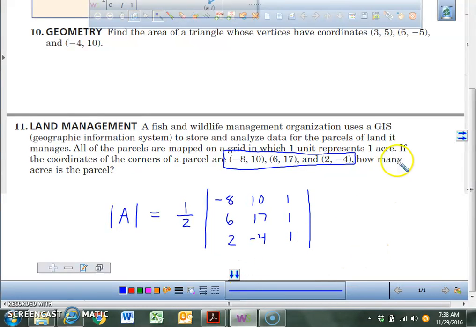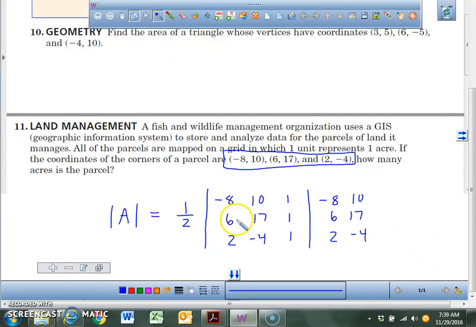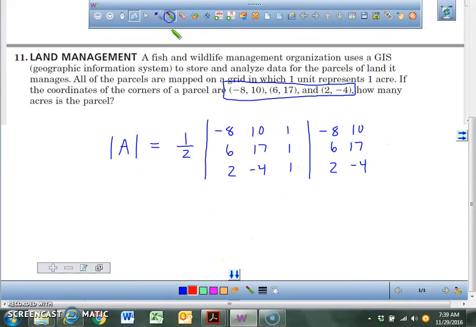Now, to start this process, what am I going to have to put over here? The first and second row, my first column and second column. So we have -8, 10, 6, 17, 2, and -4. It's very important that you get these organized, very nice and neat, because what am I going to do now? Nick, what's the next step?